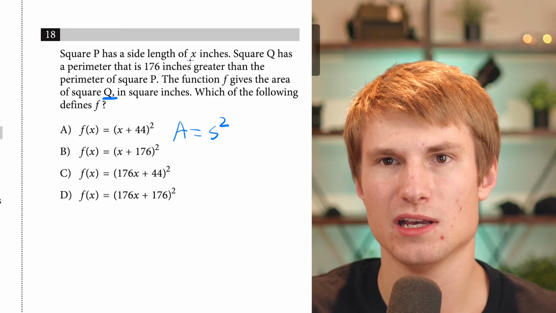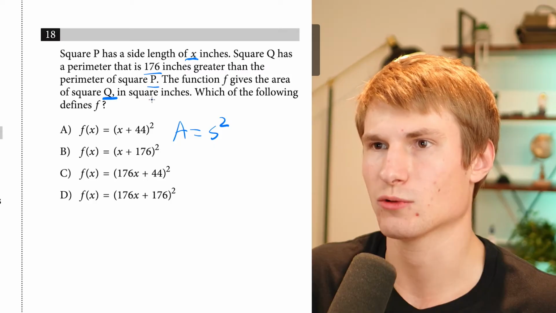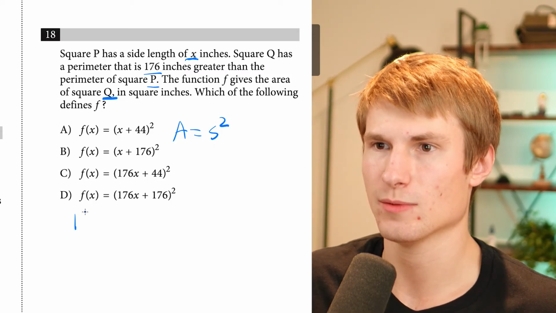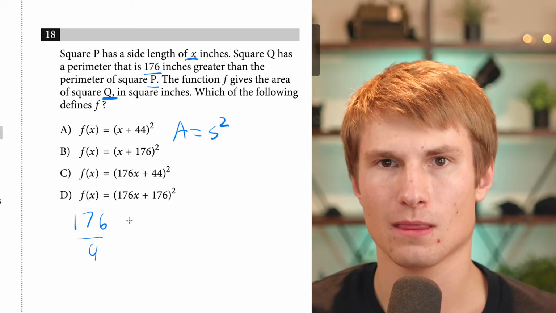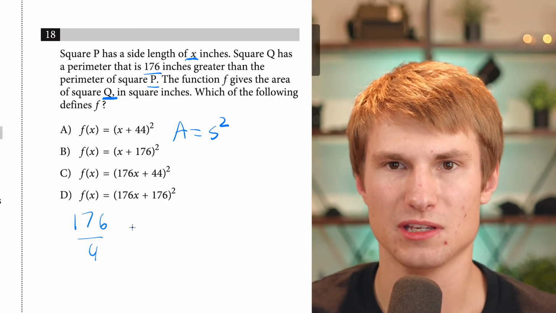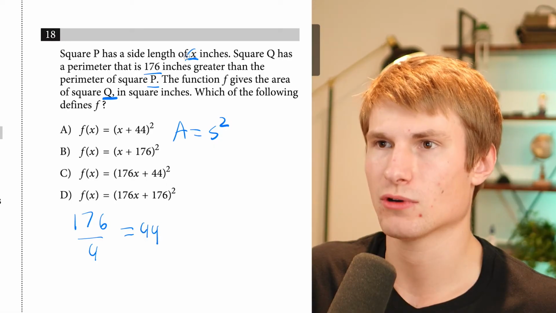We know square P has side length of x. Square Q has a perimeter that's 176 inches greater than the perimeter of square P. So we can take that difference in perimeter and divide it by the 4 sides to give us how much greater the side of square Q is than the side of square P. So 176 over 4 will give us 44. Now keep in mind that square P has side length x.